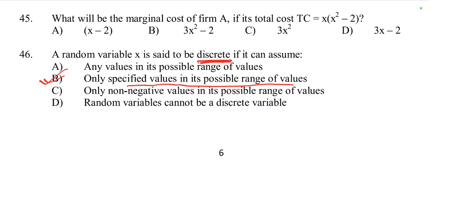So a random variable x is said to be discrete if it can assume only specified values in the possible range of values, like integers or specific categories. So option B is right.